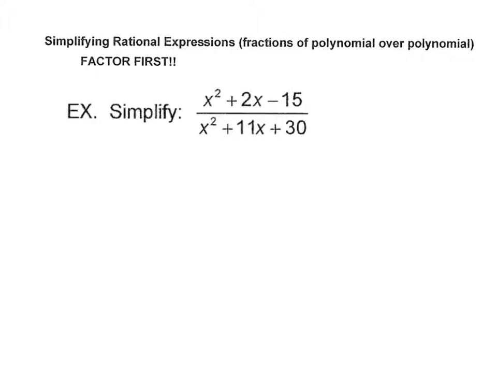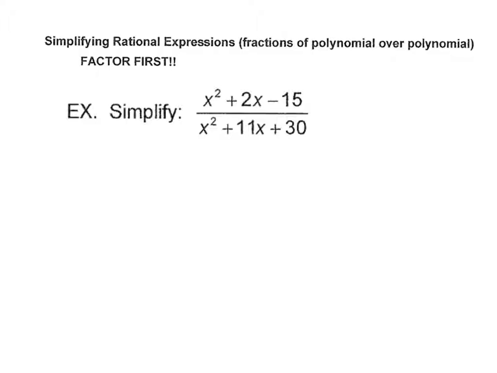Factoring comes into play when you're simplifying rational expressions. That's a fraction of a polynomial over a polynomial, and you always want to factor these first. So on the top of our fraction, we have a trinomial, x squared plus 2x minus 15.